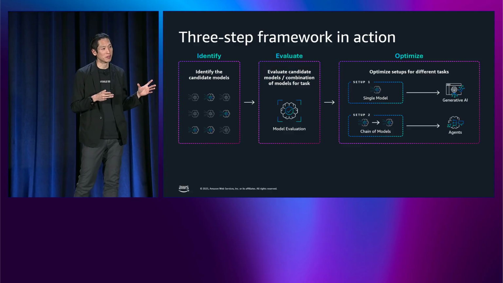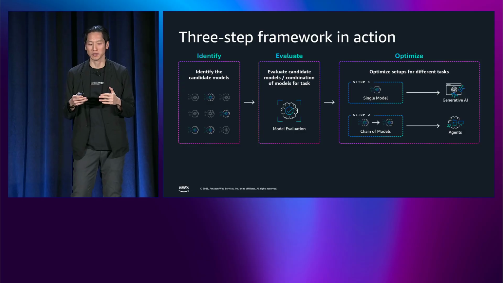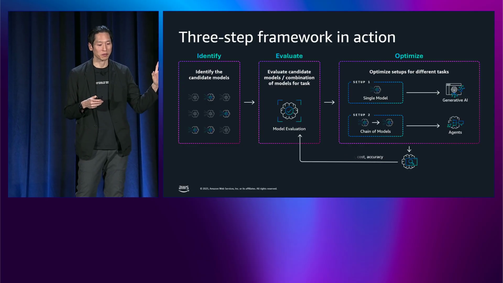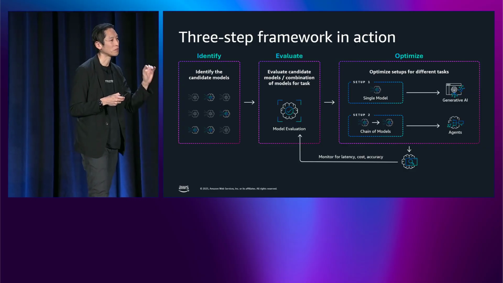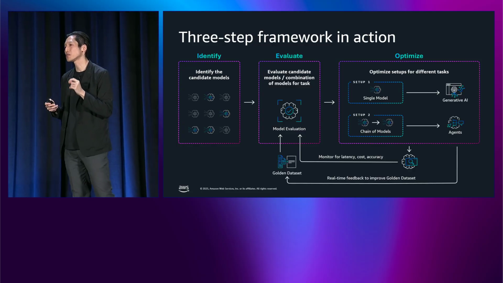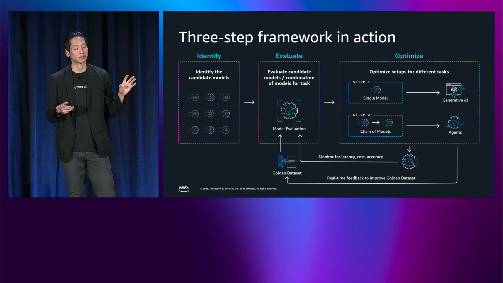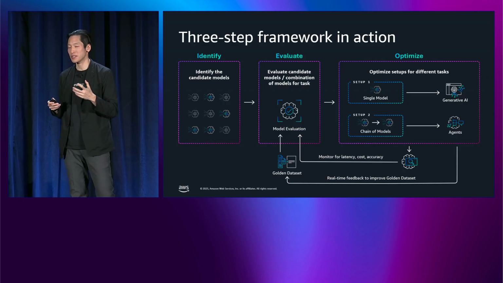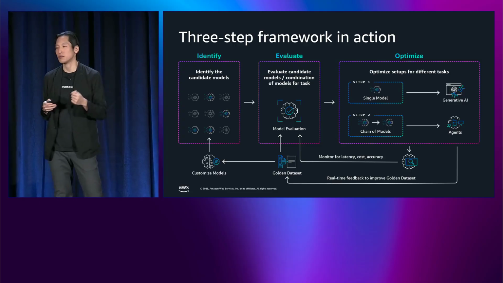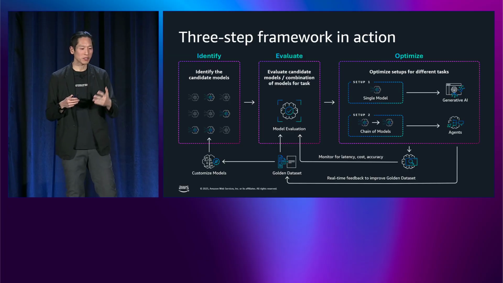You then optimize the setup that you have, and you can have single model type workloads, you can have multiple model type workloads. And importantly, you want to get all this information and bring that feedback so you can improve your particular framework, including monitoring for latency, cost, and accuracy, and also getting the real-time user feedback and having that information improve that golden data set. Another benefit of having a strong golden data set is that it doesn't just power up the model evaluation, you can also use it to fine-tune models. So you get almost like 2 for the price of 1. And that's how this three-step framework works.